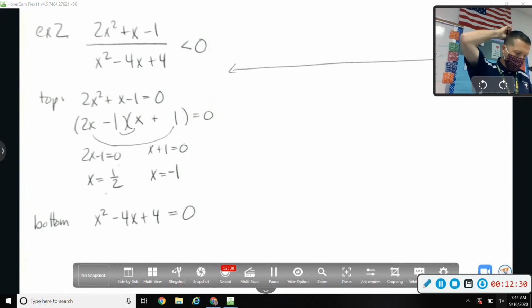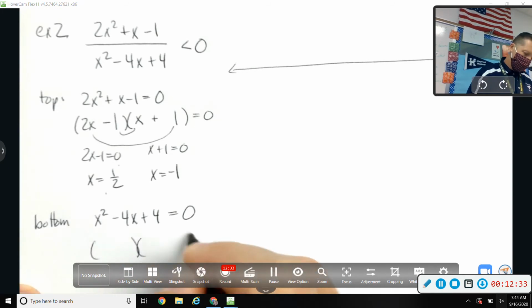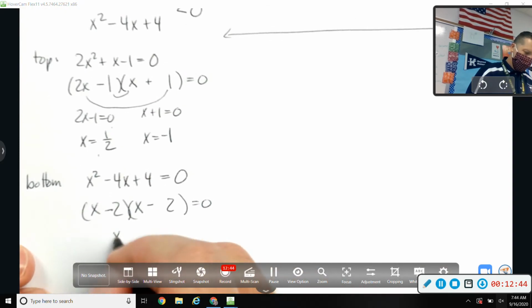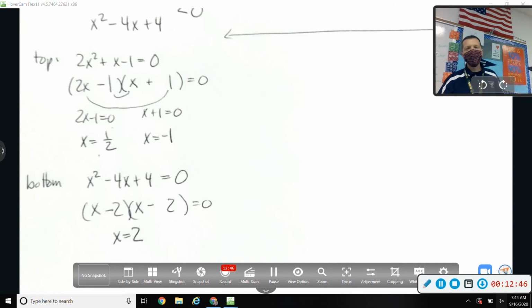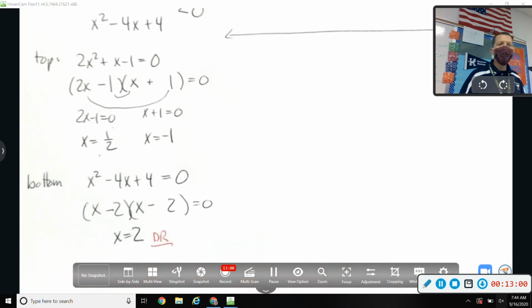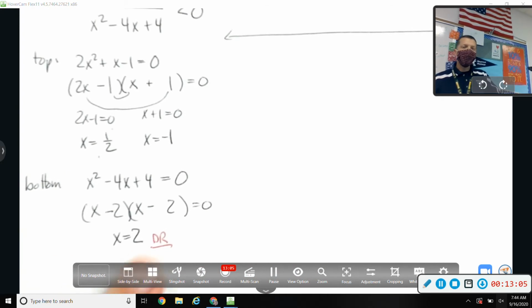X squared minus 4x plus 4 equals 0. So we get x minus 2 and x minus 2, which means x equals 2, although what's special about that one? What's different about that? Yeah, they're both x equals 2, twice. The fancy math word for that is a double root, because it happened twice. That also means I need to be careful with my alternating rule, because it's not going to alternate across x equals 2.